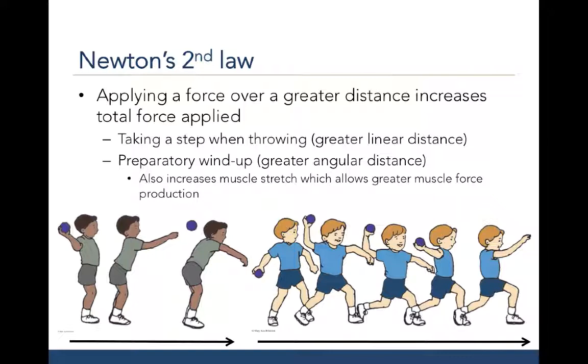Another example is using a preparatory wind-up, which increases the angular distance over which the force is applied. In addition, a preparatory wind-up is also useful to cause a muscle stretch. That stretch in the muscle not only increases the distance over which the force is applied, but also mechanically loads the muscle like a spring, allowing it to generate more force.